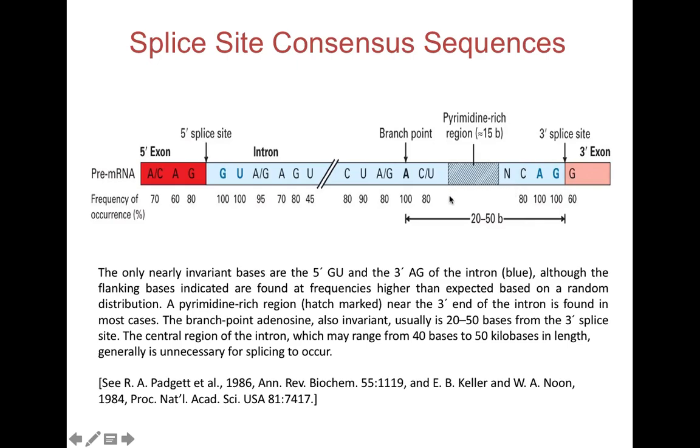And so 100% of the times A. This is another invariant. So 80%, 90%, 70%. So that's the frequency of occurrence of different nucleotides in an intron. But here we have these two invariants, one at the 5' site, that is the GU, and the 3' splice site contains an AG invariant. These are invariant bases, means they do not vary, they do not change. You would always find a GU at the 5' end of the intron and an AG at the 3' end of an intron.